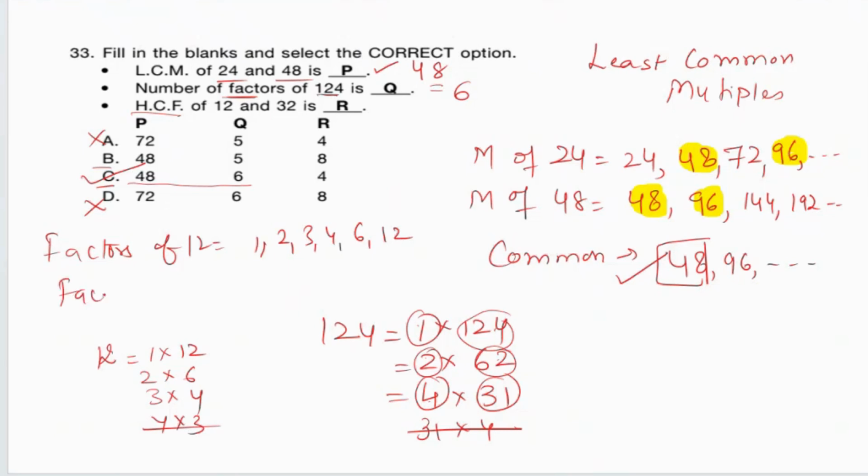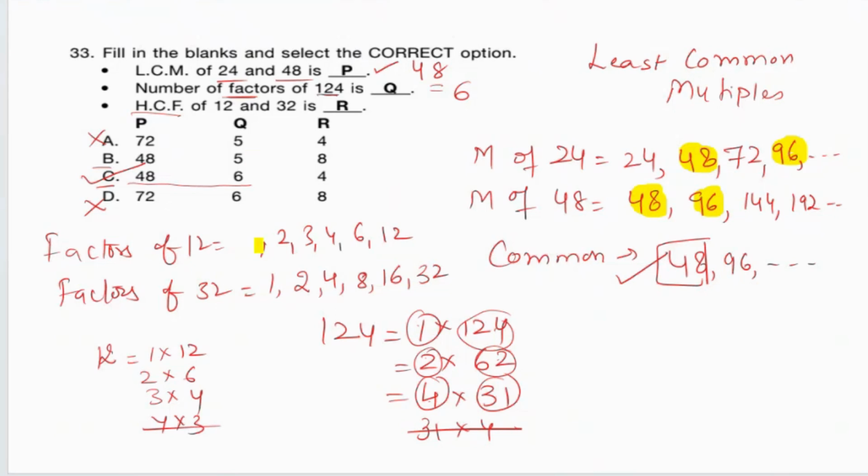With this method, I can go for the factors of 32. Factors of 32: it is coming in 1, then 2, then 4, it is coming in the 4 table, the 8 table, the 16 table, and 32, right? So what are the factors?